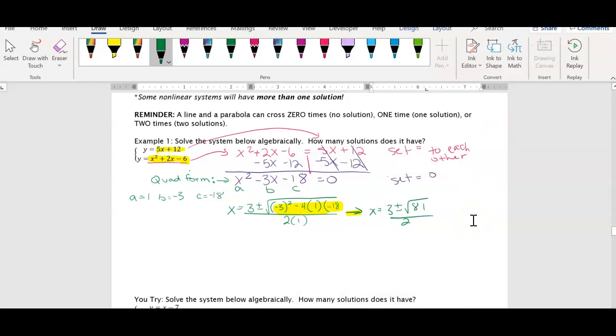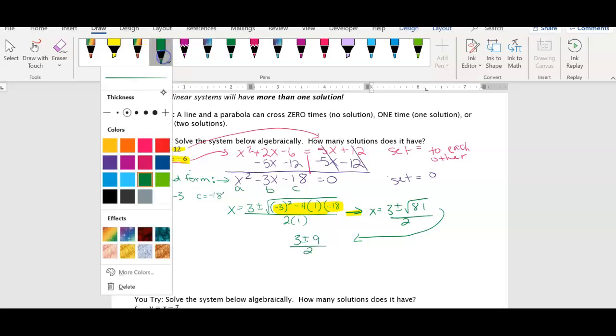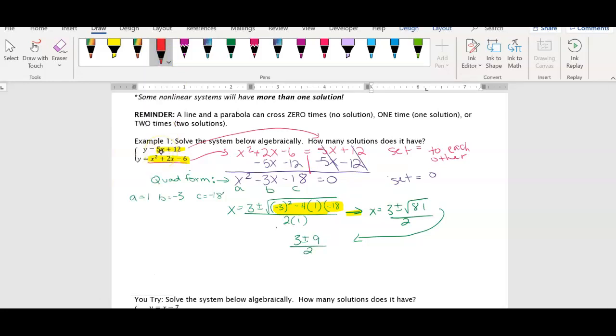So I get to rewrite this again. I have 3 plus or minus, and I'm replacing the square root of 81 with the number 9, over 2. Now I'm left with only numbers. That means I can break this into two separate problems: 3 plus 9 divided by 2, and then 3 minus 9 divided by 2. By the way, what we're doing here is just solving for x. So I'm going to put those two in the calculator.